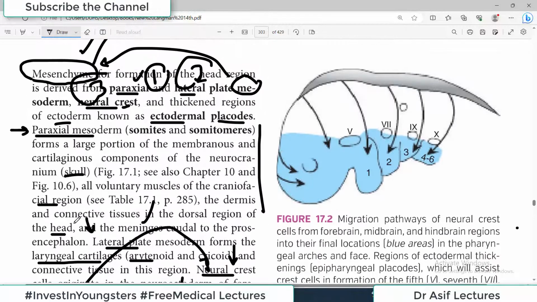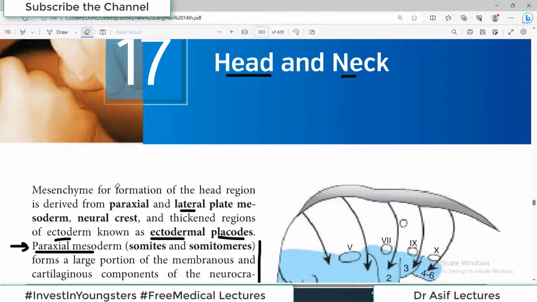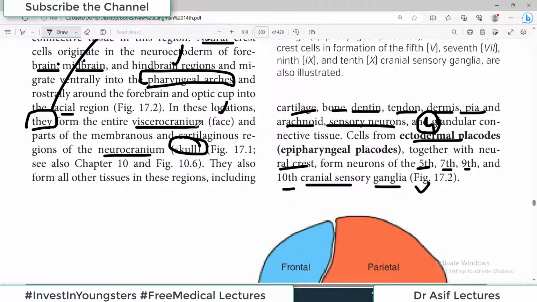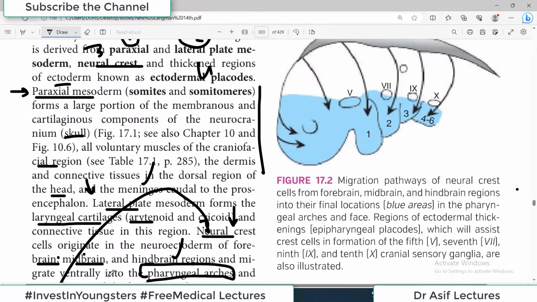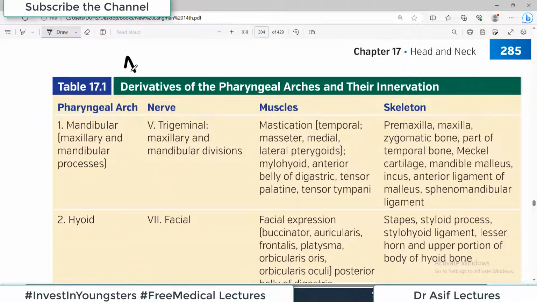So ये जो introductory paragraph है ये बड़ा important है. So if I ask you up front कि जनाब ये head की development में जो mesenchyme है उसमें कौन कौन contribute करता है, तो 4 structures हैं जो आपको मुझे जवाब देने चाहिए, और वो 4 structures क्या क्या हैं. Number 1 the paraxial mesoderm, number 2 lateral plate mesoderm, number 3 neural crest cells and number 4 ectodermal placoids. और फिर इनमें से हर एक क्या क्या part contribute करता है is all written there. Okay. ये टेबल जो है ना, this is a 5 star table.